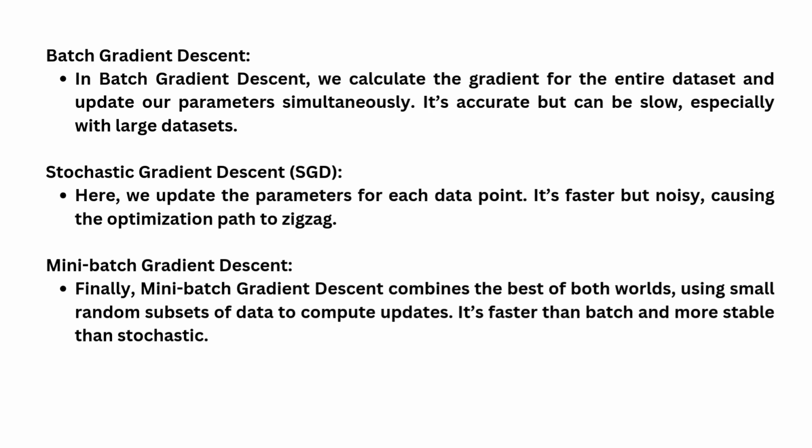Stochastic gradient descent. Here we update the parameters for each individual data point. It's faster but can be noisy, causing the optimization path to zigzag. Mini batch gradient descent. Finally, mini batch gradient descent combines the best of both worlds, using small random subsets of data to compute updates. It's faster than batch and more stable than stochastic.